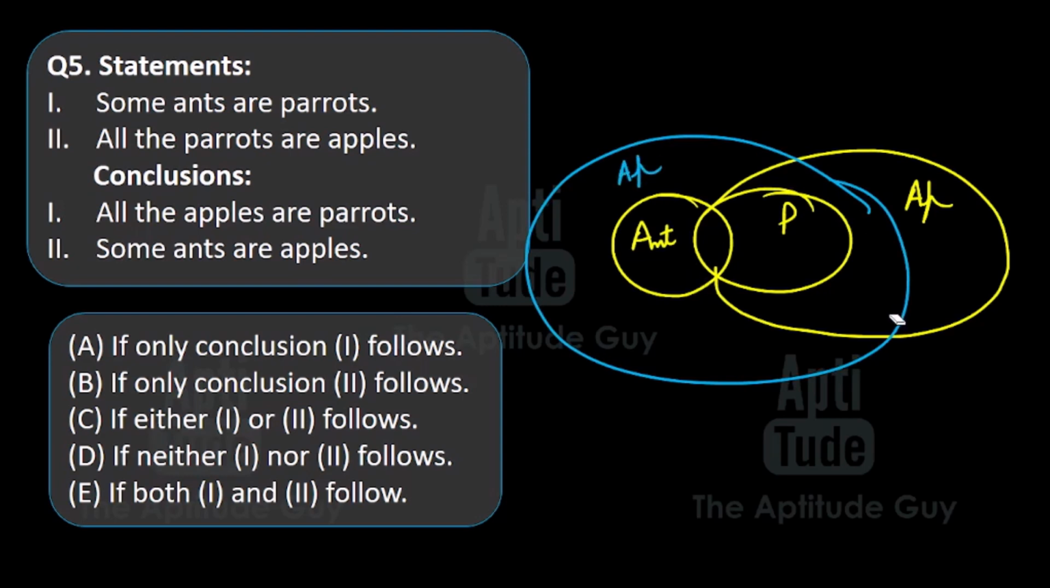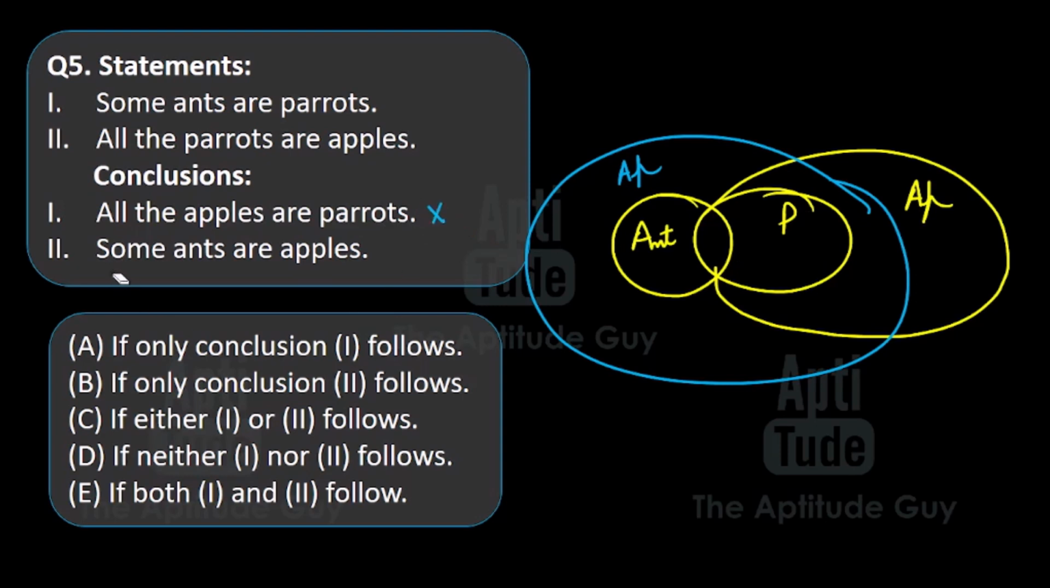What's the difference between these two? The yellow one, some ants are apples. In the blue one, all the ants are apples. Both are possible. Conclusion 1. All the apples are parrots. That is obviously false. All parrots are apples, yes, but that does not guarantee that all the apples are parrots. So first one is false.